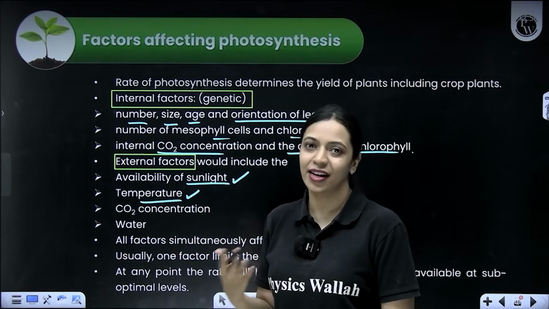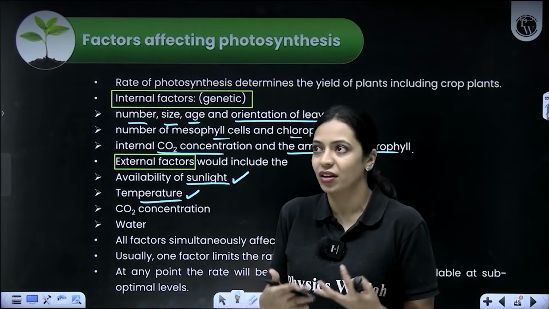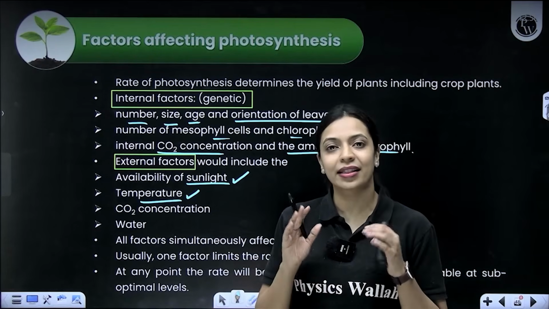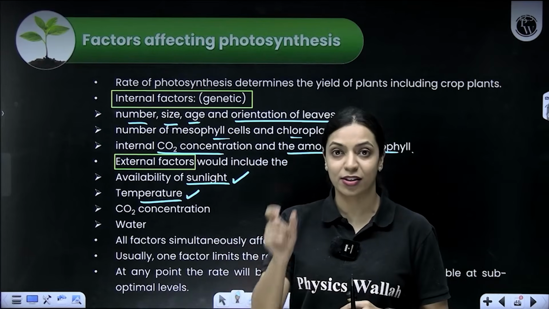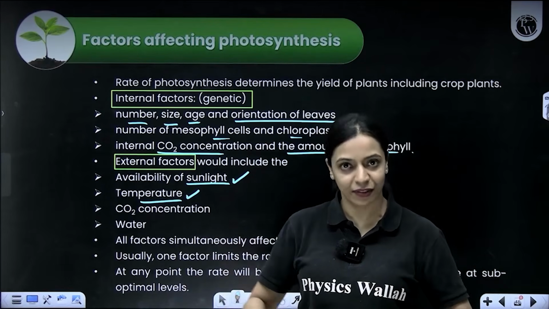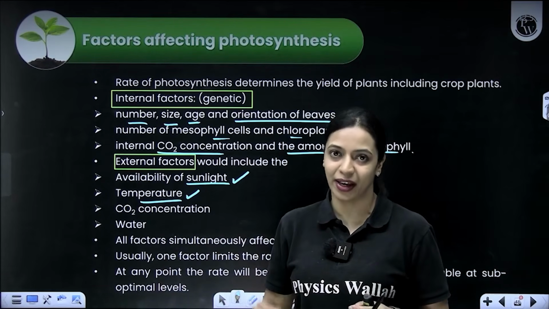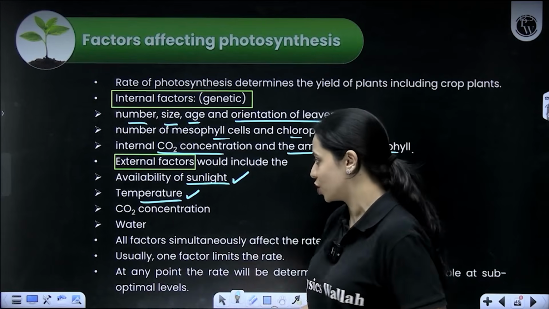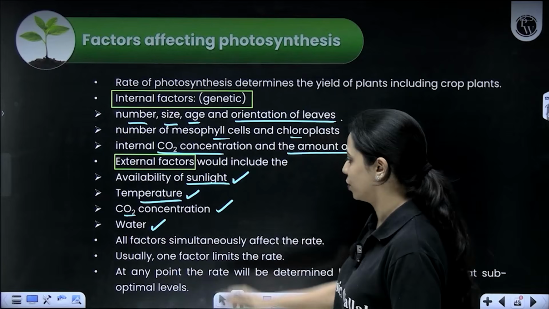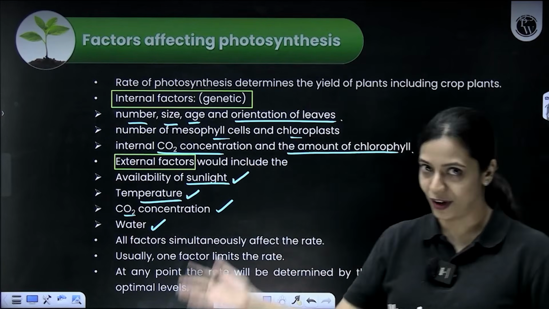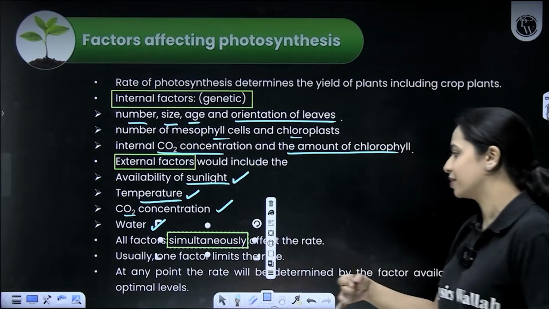Temperature, because all of these reactions that are happening during photosynthesis are controlled by enzymes. You've learnt about enzymes and how they function at different temperatures. In the chapter biomolecules, temperature affecting the enzymatic activity: every enzyme has its own optimum temperature beyond which its activity will drop. Since photosynthesis has so many reactions and each step in each reaction is controlled by an enzyme, it will definitely be dependent on temperature. Carbon dioxide concentration, that is also one of the most important ingredients for photosynthesis, and water. All of these are external factors, right? And all of them will operate simultaneously. Simultaneously means at the same time.